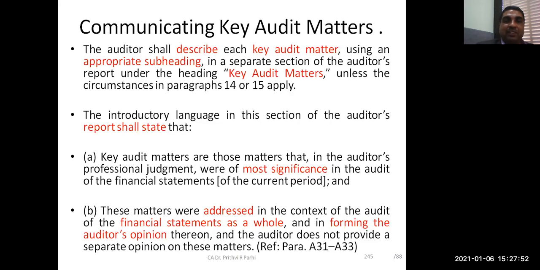Not only that, these key audit matters, or KAM, also need to be communicated in the audit report itself. As you see, the standard says auditors shall describe each key audit matter using appropriate headings. So in the audit report itself, auditors shall describe these as the key audit matters. Normally the audit report contains a paragraph saying key audit matters. In the meantime, let me show you an audit report where you can understand how these key audit matters look.